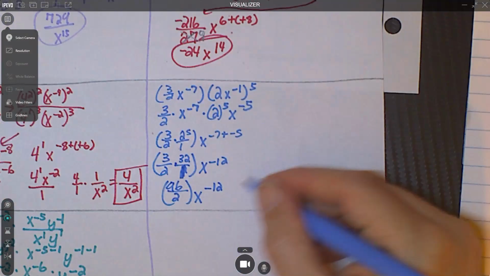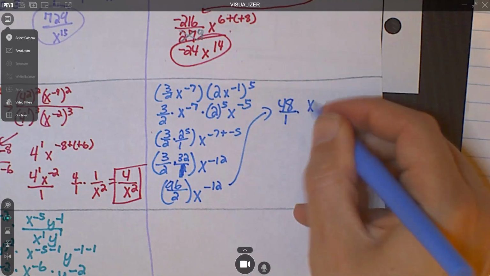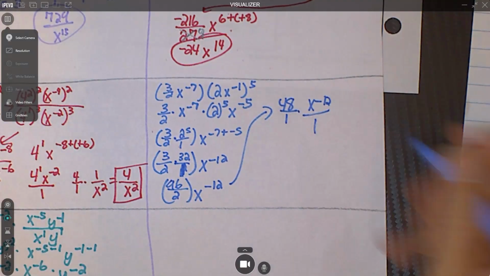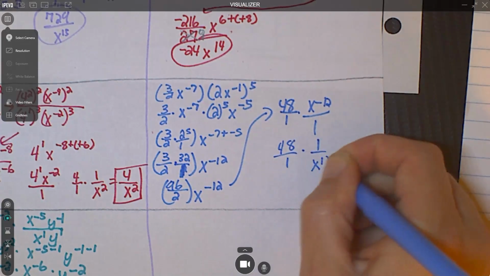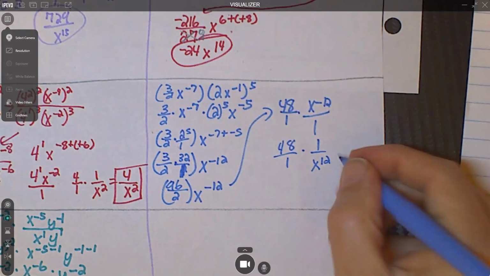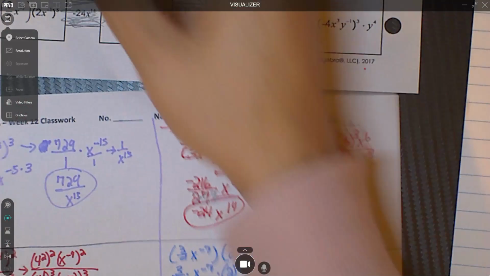Yes, this is it. The final countdown. I got to write it with a positive power. So when I move it to the denominator, it makes it positive. And we're done.